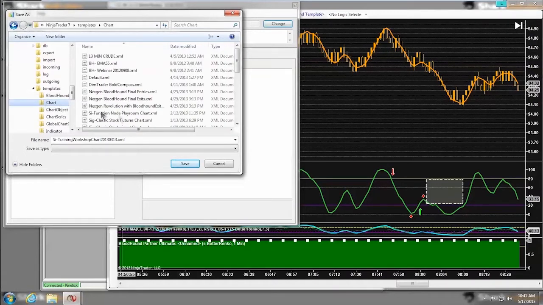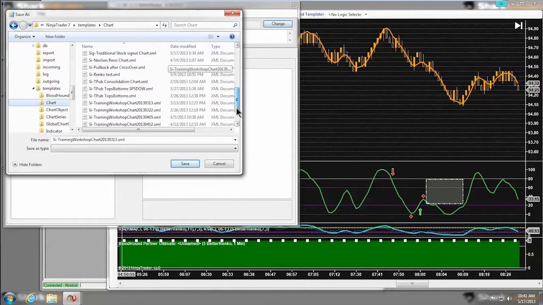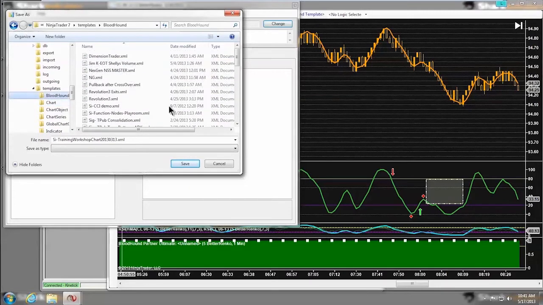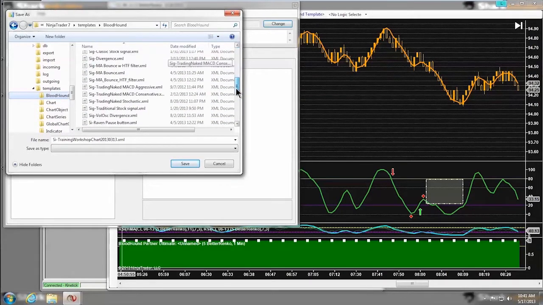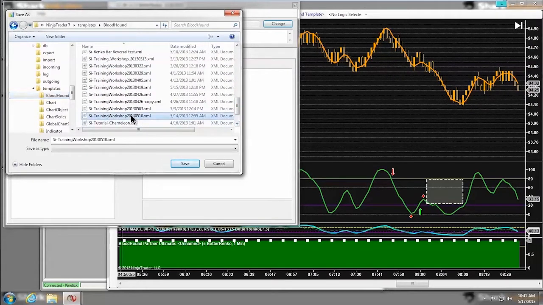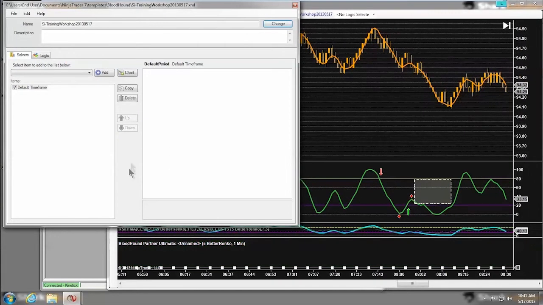As we look in the chart folder, let me scroll down here. All these training workshops have the word chart in them, so that you know it's a chart template file, because they all have the same XML extension. All right, let me find the last one. There's our last workshop file. Add 7 days to it.